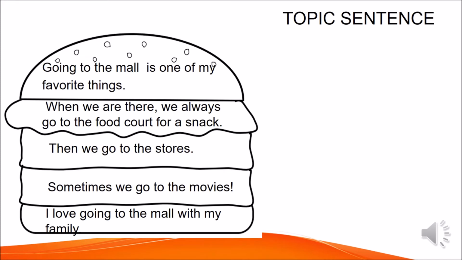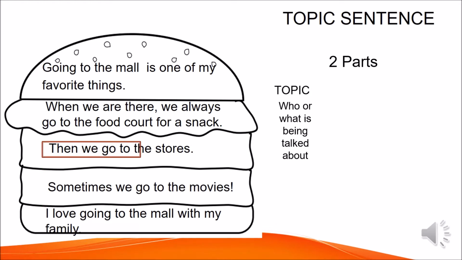The first part is the topic sentence. There are 2 parts of a topic sentence. The first is the topic. The topic is who or what is being talked about. In our example, going to the mall is one of my favorite things. The topic is going to the mall.